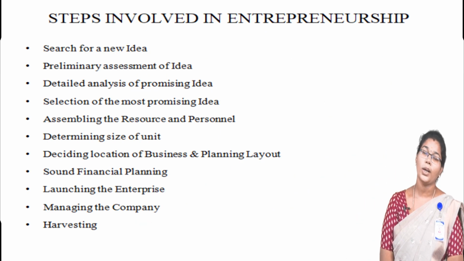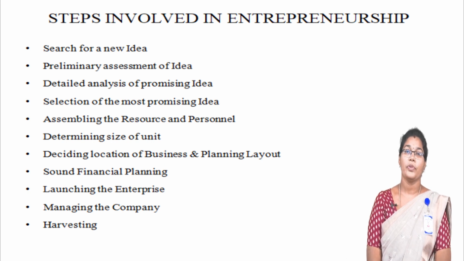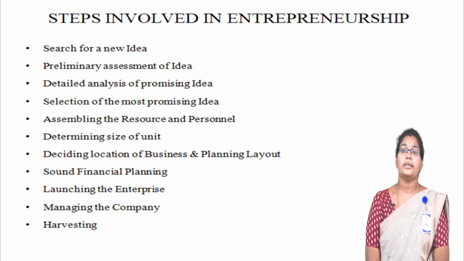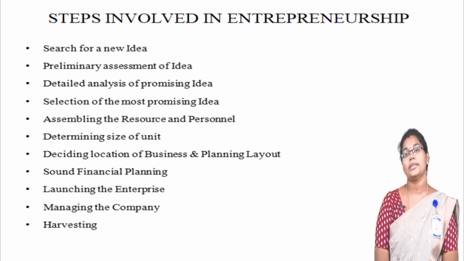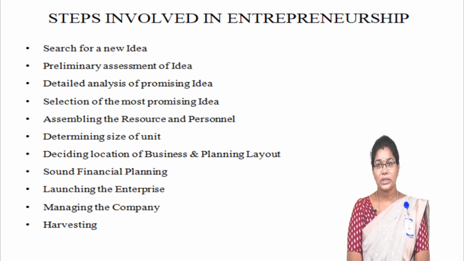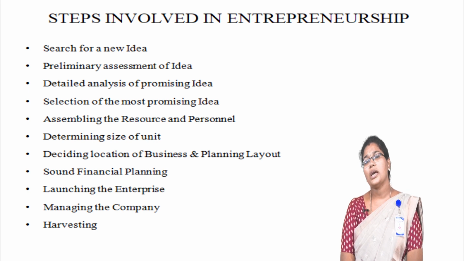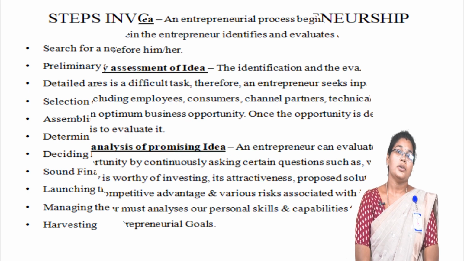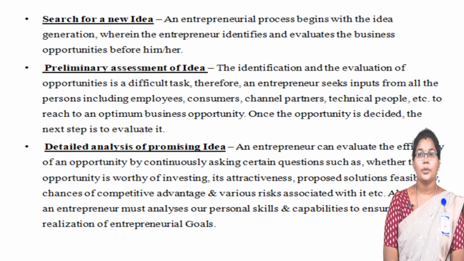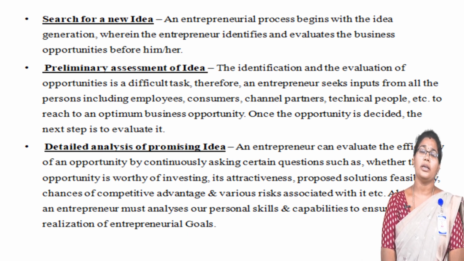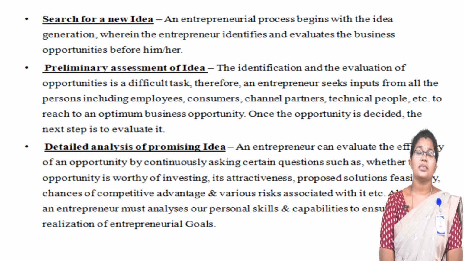So next one is, what are the steps involved in entrepreneurship? First one is search for a new idea, preliminary assessment of idea, and detailed analysis of promising idea, selection of the most promising idea, assembling the resources and personnel, determining size of unit, deciding location of business and planning layout, sound financial planning, launching the enterprise, managing the company. Last one is harvesting. So first one is searching for an idea, because the entrepreneur is always given to new ideas. At that stage, what idea is possible to make a business in the society.